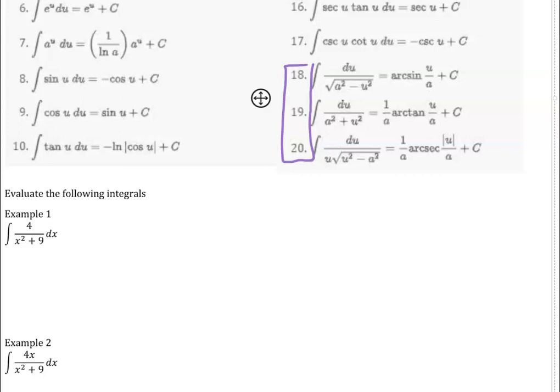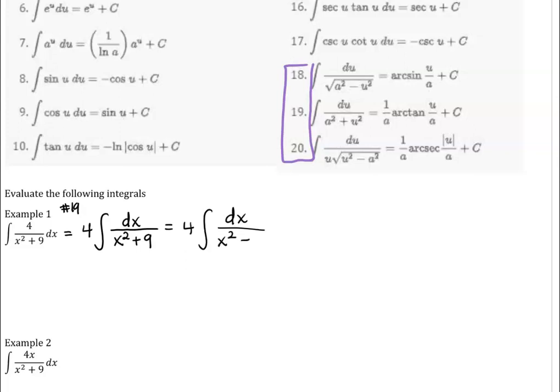I'm going to start off by just pulling the 4 out of the integral. I'm going to write the dx on top. You don't have to. x squared plus 9. This is one of the new ones. This integral looks like number 19. I'll write a little number 19 right here, because I could rewrite this as 4 the integral dx of x squared plus 3 squared. Or better, maybe it's even better if I rearrange this as 3 squared plus x squared.